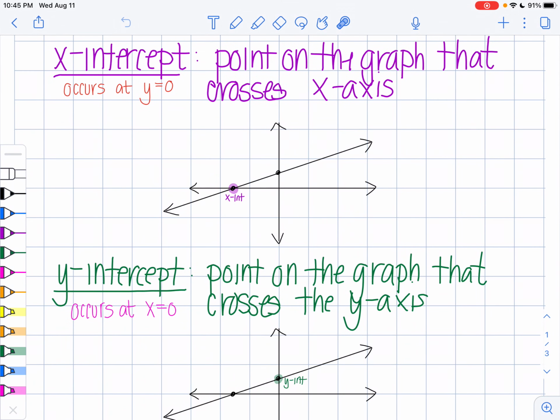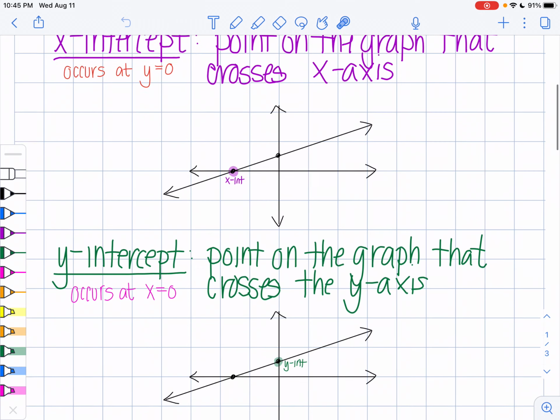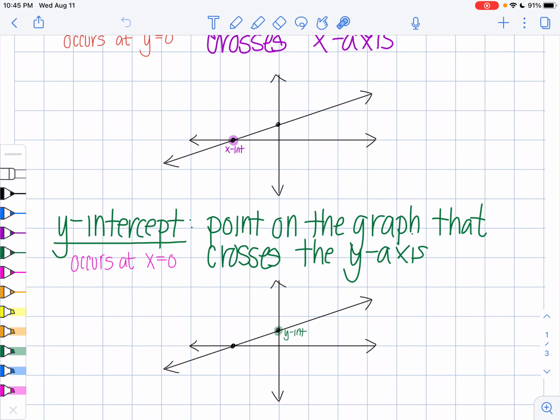So I wrote it out for you here. An x-intercept is going to be the point on the graph that crosses your x-axis. And remember, this one right here is your x-axis. It's your horizontal one. So wherever your line crosses your x-axis, that's going to be your x-intercept. You'll notice it occurs when your y value is equal to 0. Your y-intercept, on the other hand, is the point on the graph that crosses the y-axis. Remember, the y-axis is the vertical axis here. So this point on my line that crosses my y-axis is my y-intercept. And you'll notice it occurs at x is equal to 0.